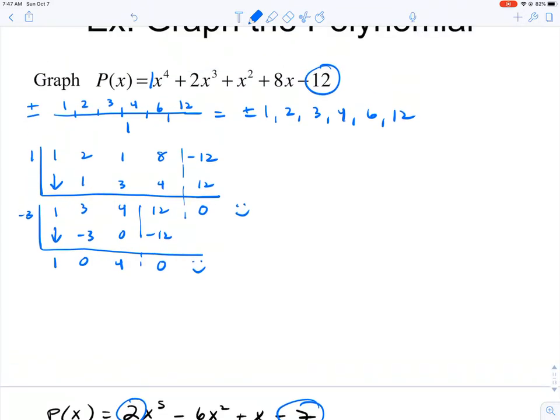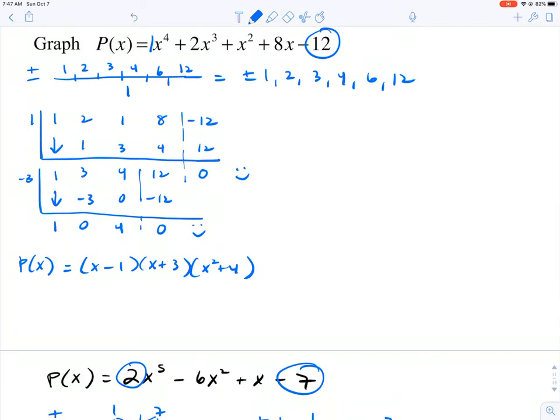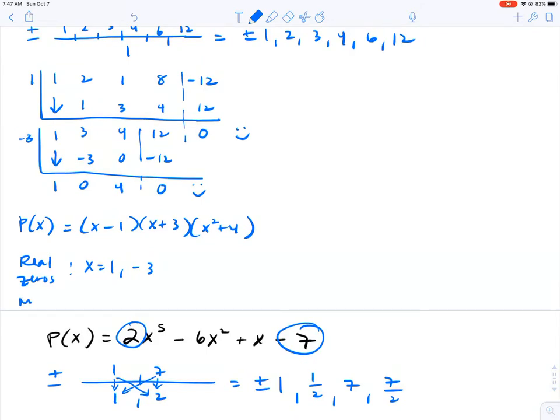Okay, so p of x can be written as x minus 1 times x plus 3 times x squared plus 4. x squared plus 4 is an irreducible quadratic, so it can't be factored anymore. So the real zeros for this polynomial are 1 and -3. Both have a multiplicity of 1.